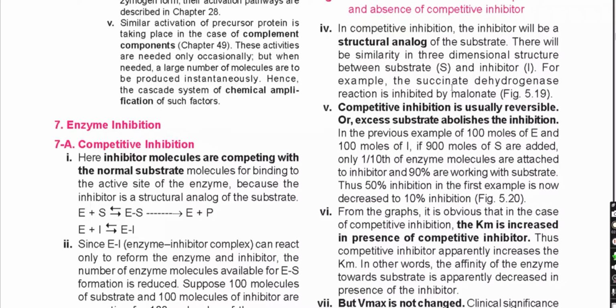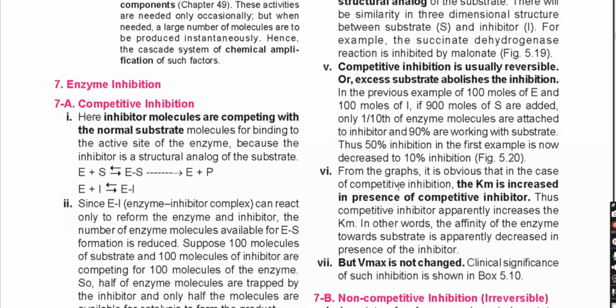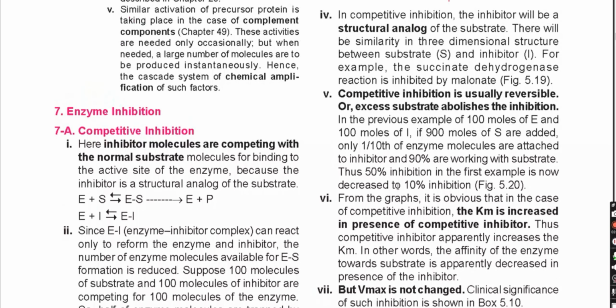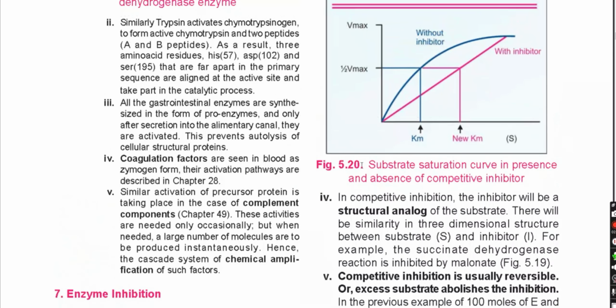Another important criterion: if you see graph 5.20, where the inhibitor binds, that is the substrate with the inhibitor, the curve shows a declining straight line, whereas without the inhibitor, where the substrate is binding, the curve is hyperbolic. So from this graph, it is obvious that in the case of competitive inhibition, the Km is increased in the presence of competitive inhibitors.